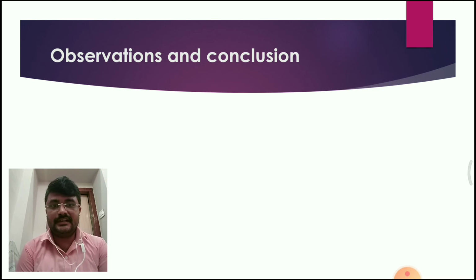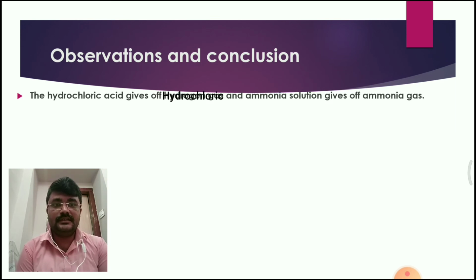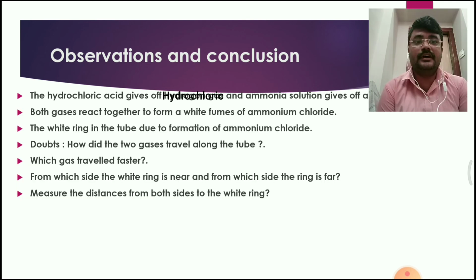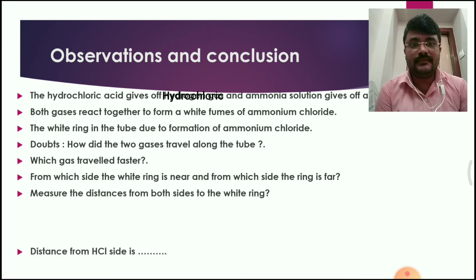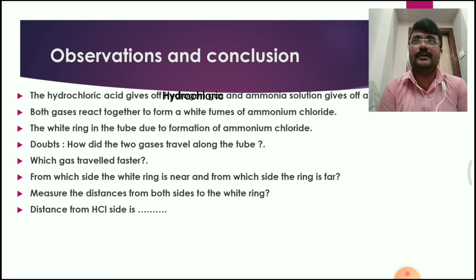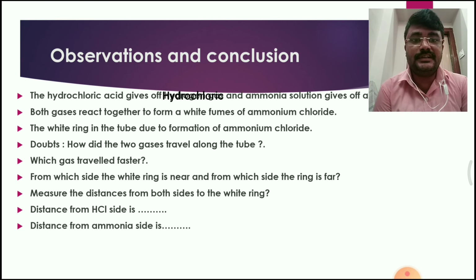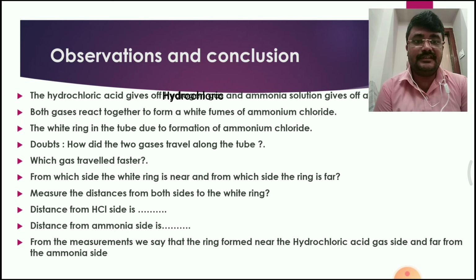What are the observations and conclusion here? The two liquids give off their own gases. Hydrogen chloride, from hydrochloric acid, gives the white ring. Note down the distance from the hydrochloric acid side, and then the distance from the ammonia side. From the measurements, we can say that the ring is formed near the hydrochloric acid side and far from the ammonia side.